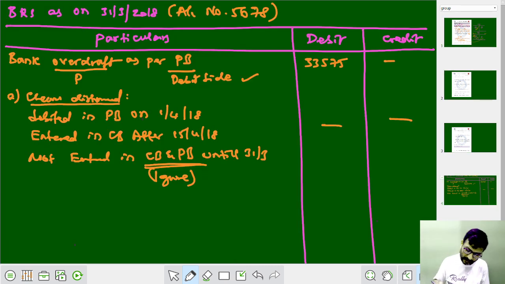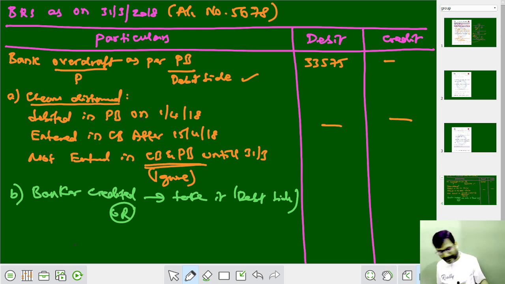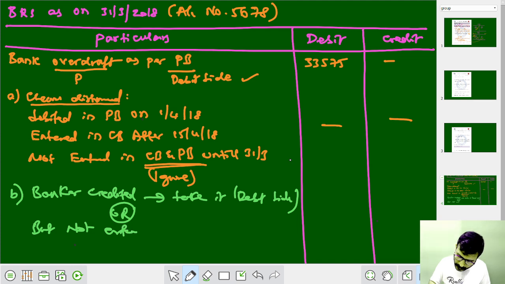So let me write for B point. B point. What is there? Banker credited means take it on the debit side. Or else I go for another method of analysis. How to go for another method of analysis? Banker credited but not entered in which book? Cash book.